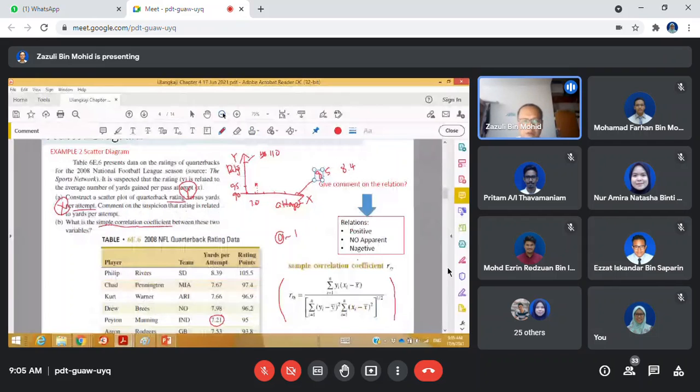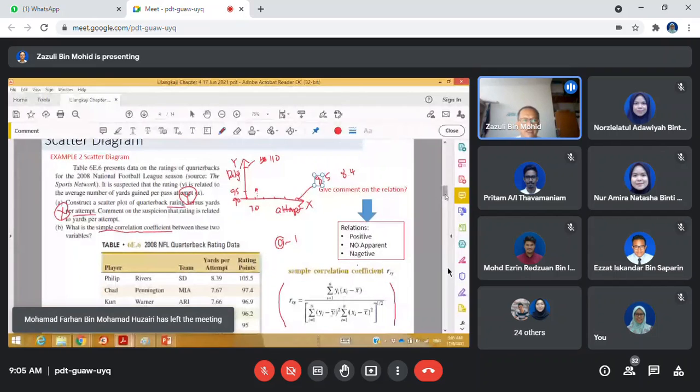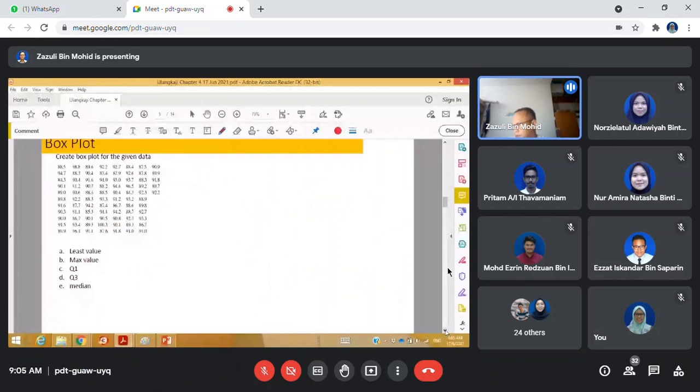So that was the scatter diagram plotting method. Okay, and then another question is about the box plot. It doesn't appear in test 2, okay, but it might appear in your final exam: how to draw the box plot.